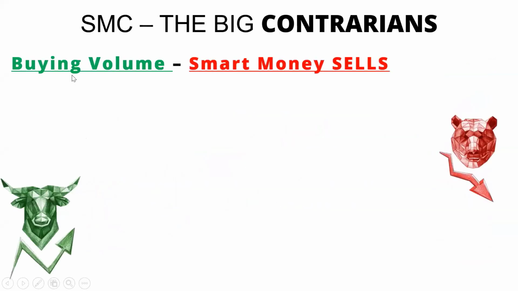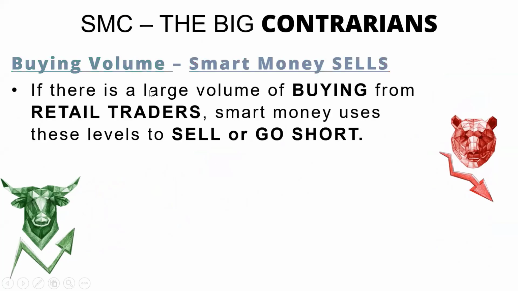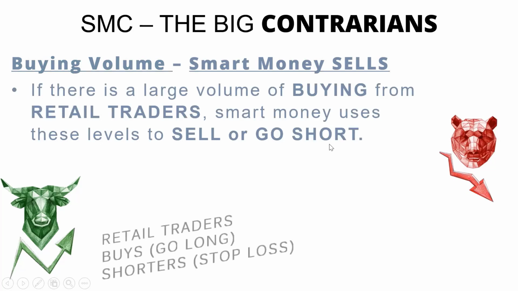When there is buying volume from the retail traders, or what I say, dumb money, we have smart money that sells into those orders. So if there is a large volume of buying from retail traders, smart money uses these levels to sell or go short.